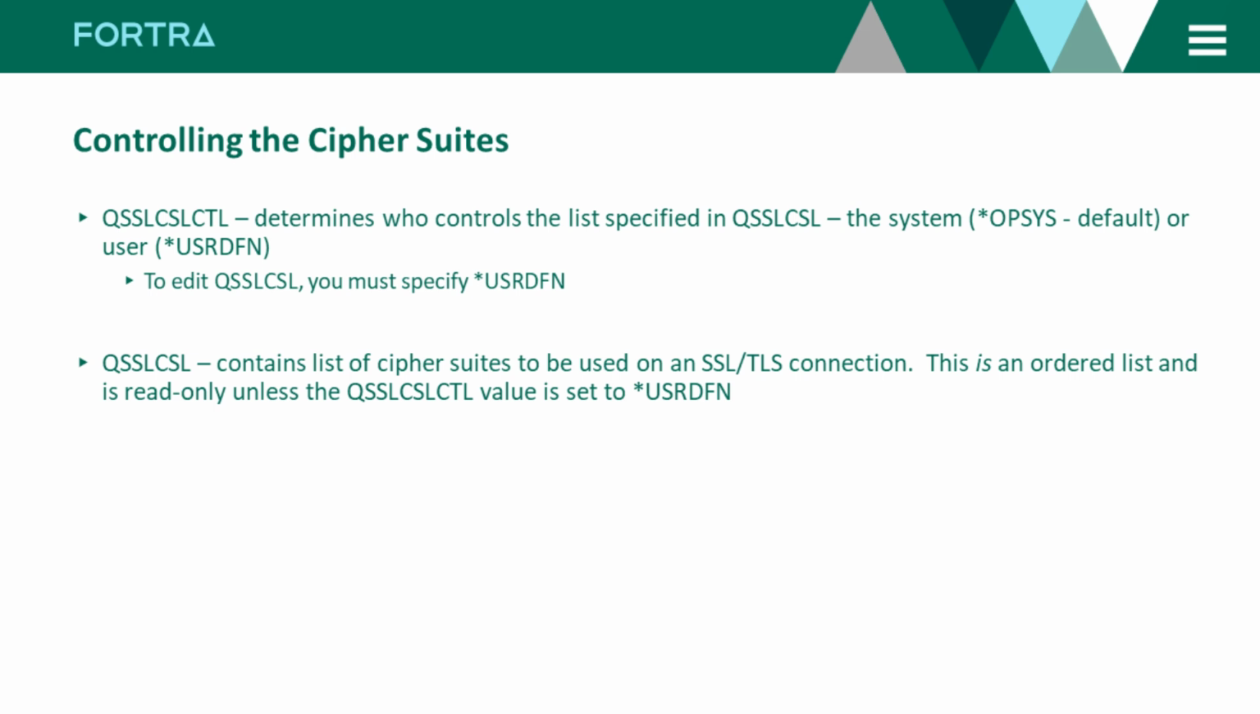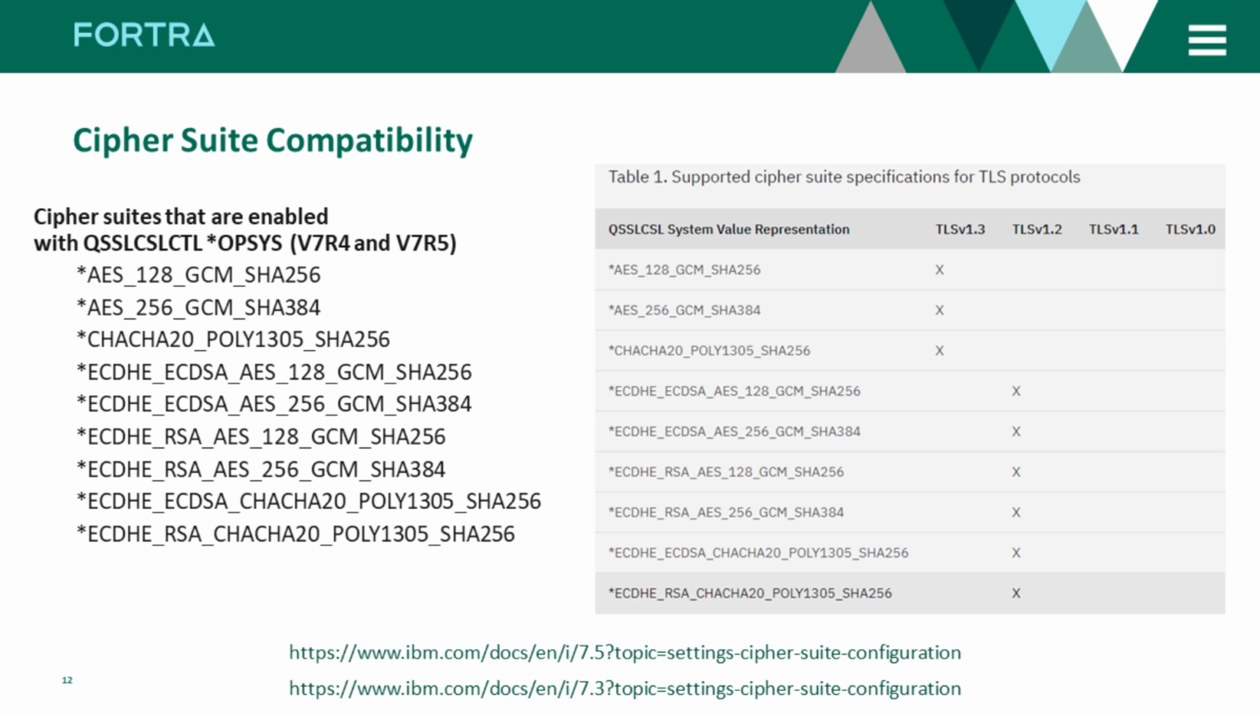So the SSL control is the one that's going to set your cipher list. Now, there's 2 pieces to this, because you not only have the option to set it to OPSIS, so you're using those default ciphers that IBM has provided with the PTFs, but you can also override that using user-defined, and then you can edit the actual list of ciphers. So that's cipher list. And when we look at the cipher list and what's supported, the cipher suites today, they're enabled by default at 7.4 and 7.5, is a fairly short list.